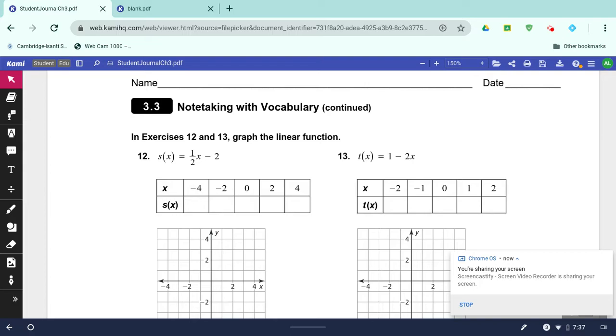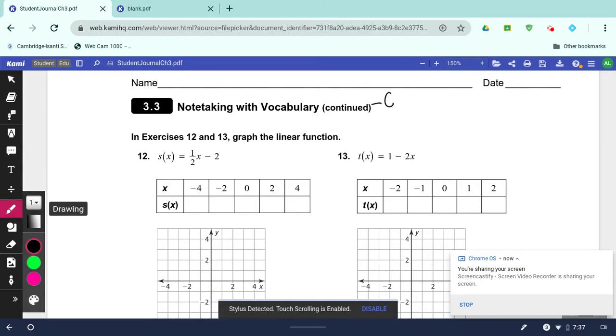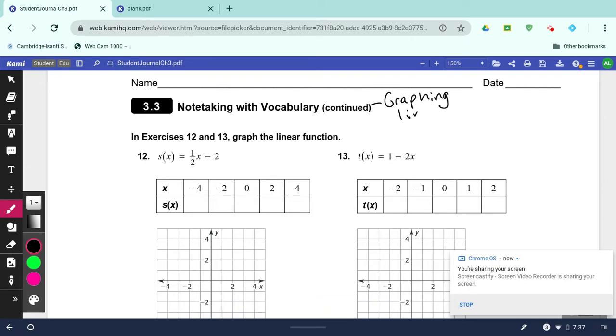All right, and we are just now finally getting into actual graphing. This whole chapter is on graphing, and now we finally get to graph some linear functions. So we wanted to give ourselves a little note here. We could say we are graphing linear functions.